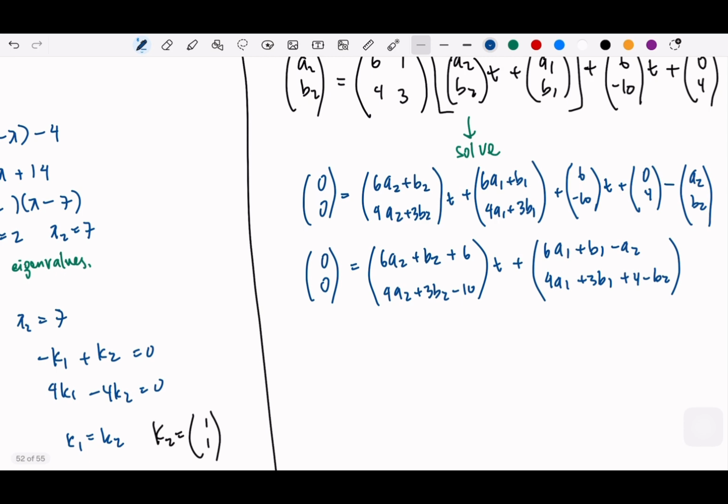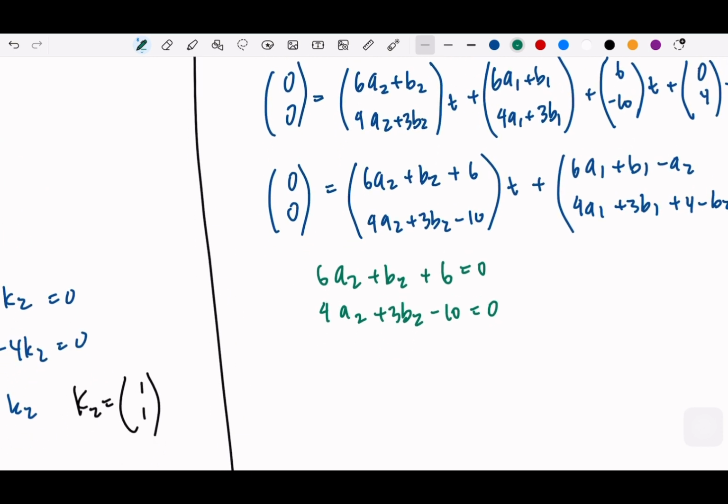So we can look at the system now, that we have four equations in this system. So first we can have 6a2 plus b2 plus 6 equals 0, and then 4a2 plus 3b2 minus 10 equals 0. And I think we can solve these two to find a2 and b2, right? And then when we get a2, b2, we can substitute to get a1, b1, right?